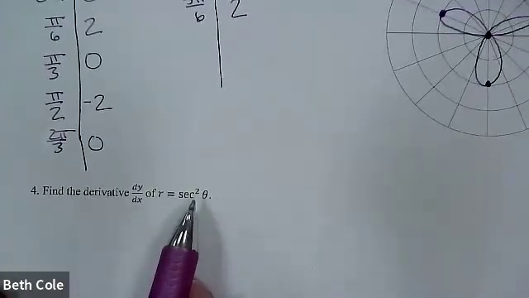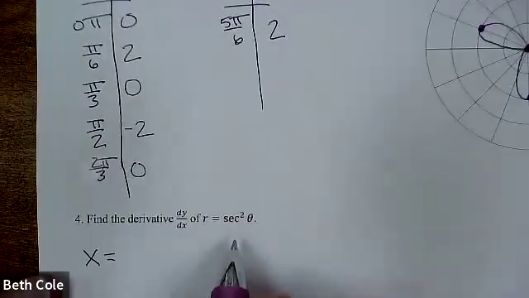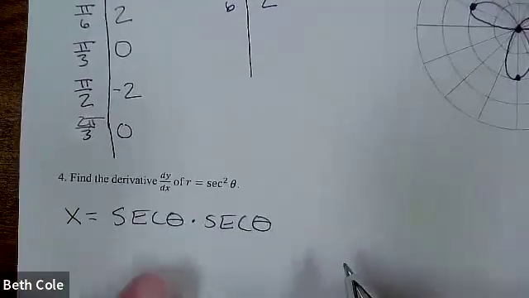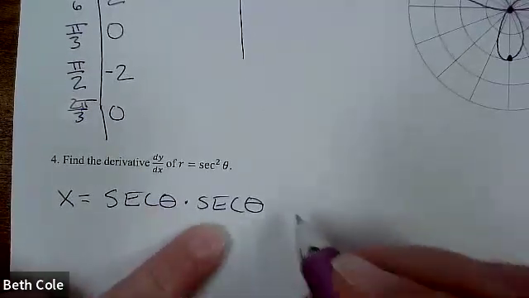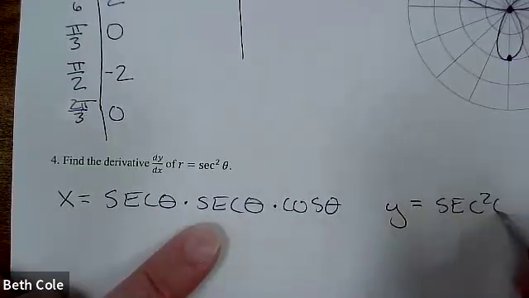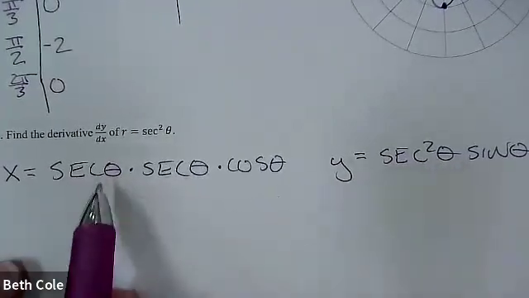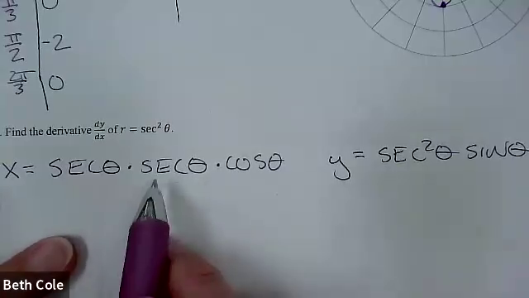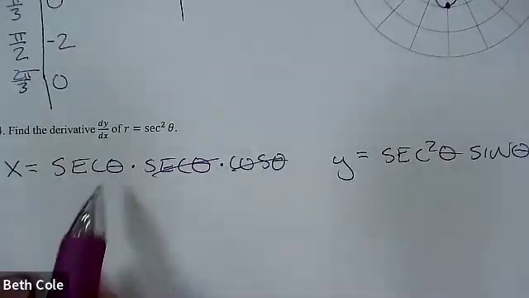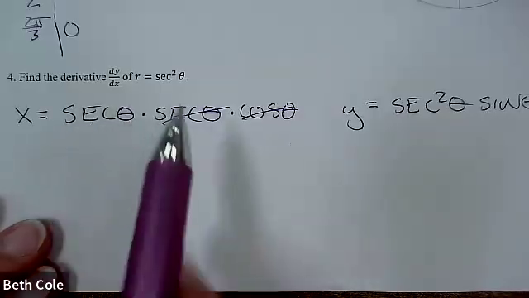All right, find the derivative dy/dx for this. So x is r cosine theta. Now this is secant squared. I'm going to write it as secant times secant. You'll see why in a second. So that's r, secant squared, times cosine theta. And then y is r sine theta. There's nothing I can do to clean this up, so I just kind of left it alone. This one, though, secant and cosine are reciprocals. You can think of rewriting secant as 1 over cosine, but these are going to cancel, and so it's just secant theta. If you notice something like that, it makes your life a little easier because it's a lot simpler to work with.